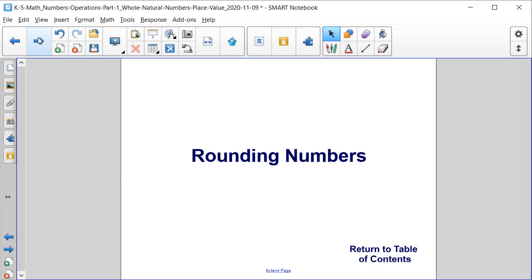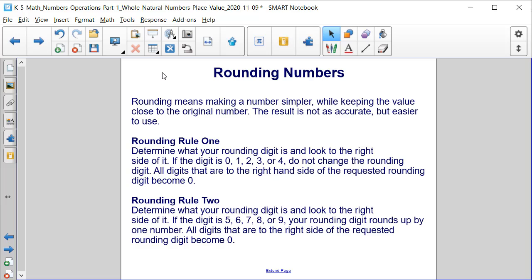Rounding numbers. Rounding means making a number simpler while keeping the value close to the original number. The result is not as accurate, but it's easier to use.